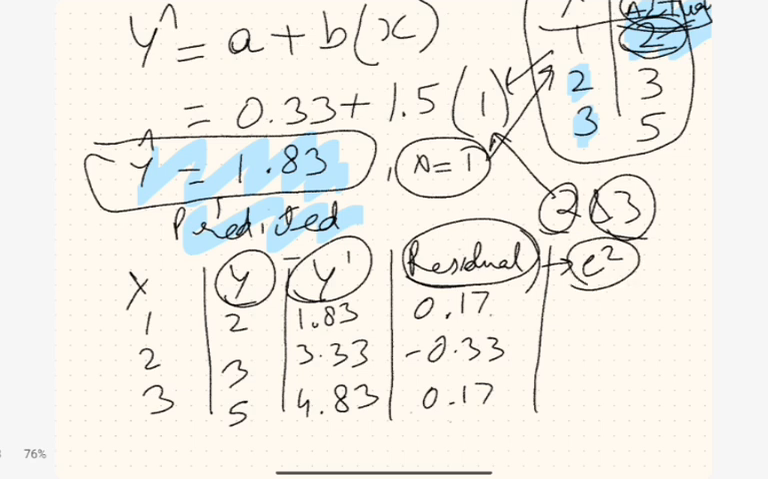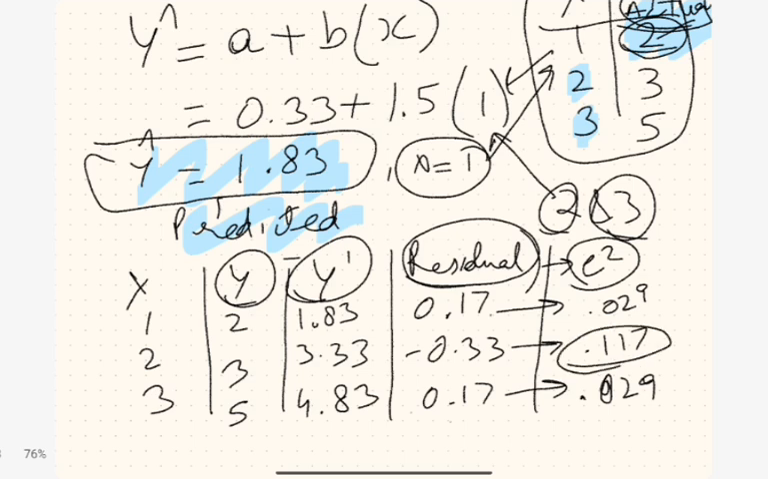Now we have to square this error or residual. We denote it by e square. So when we square these, we get 0.029, 0.117, 0.029. This is what we get. Why do we square it? Because if we don't square it, we get negative values. We will not be able to get the positive values, and the values will cancel out with each other.